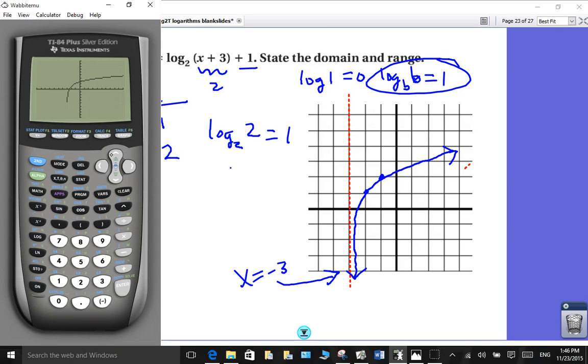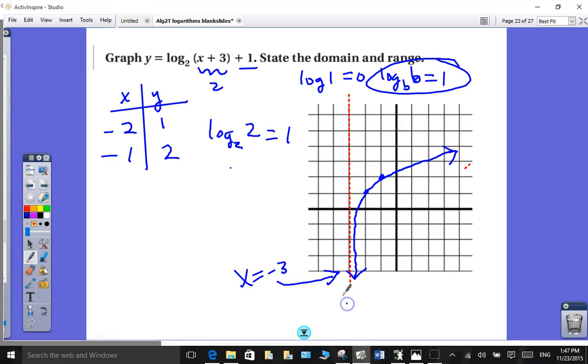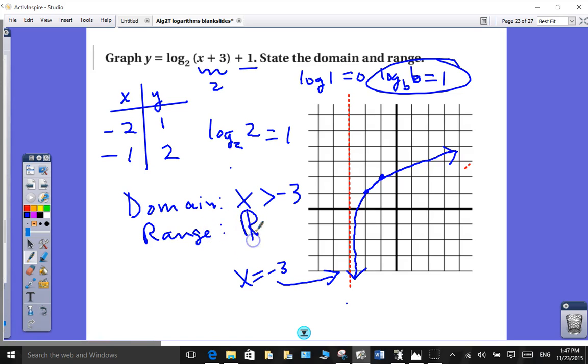Okay, what's the domain of this function? Domain, x is greater than negative 3. Okay, what is the range? All reals. Make a big fancy R.